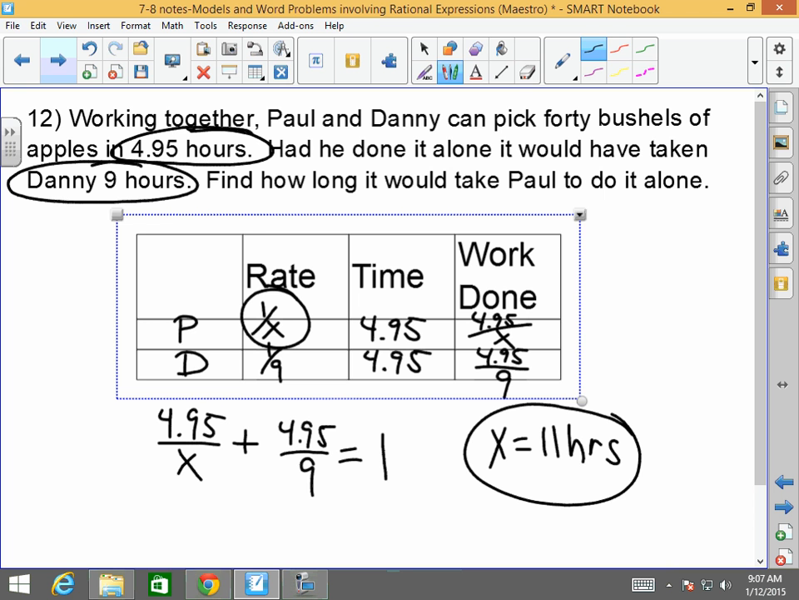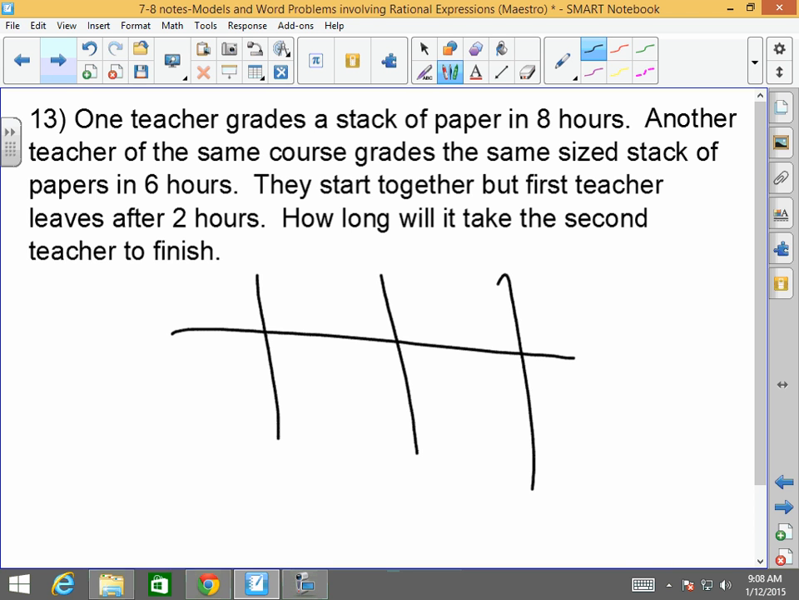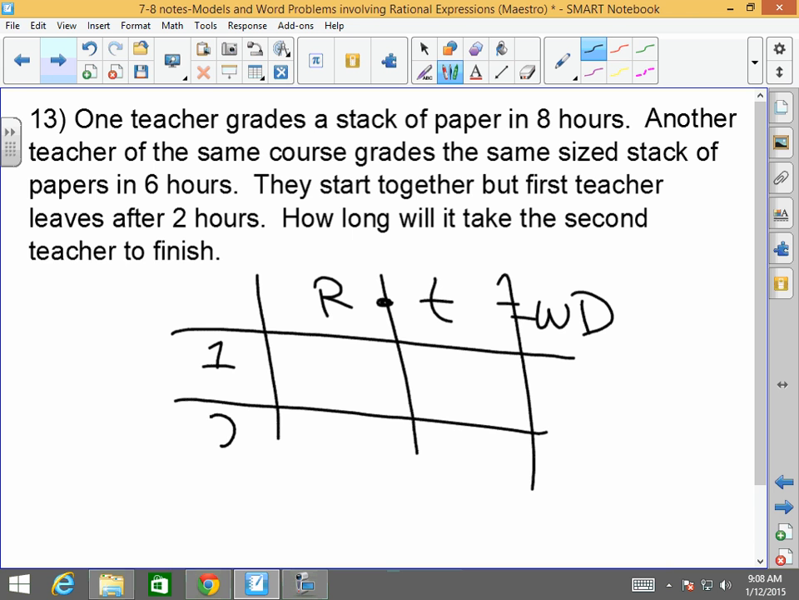And last but not least, the last type of work problem. One teacher grades a stack of papers in 8 hours. Another teacher of the same course grades the same size stack of papers in 6 hours. They start together, but the first teacher leaves after 2 hours. How long will it take the second teacher to finish? All right, let's make our table. Rate times time equals work done. Okay, teacher 1, teacher 2.